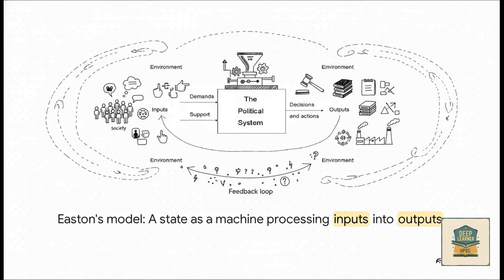And one of the most groundbreaking models came from a guy named David Easton. He basically pictured the state as a kind of processing machine. So on one side you have inputs coming from society, that's us, with our demands and our support. The political system, this machine, processes all that stuff and spits out outputs on the other side, laws, policies, actions. But the most important part, the real genius, is the feedback loop. That loop allows the system to see the consequences of its own actions and, hopefully, adapt so it doesn't break down.